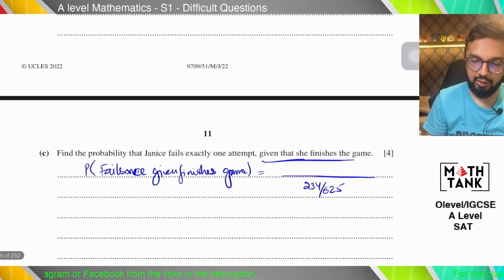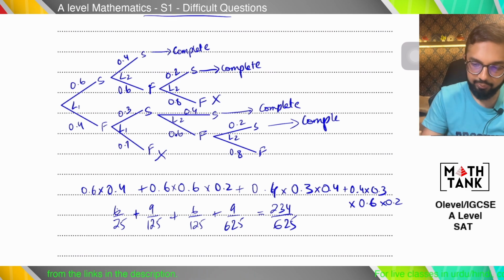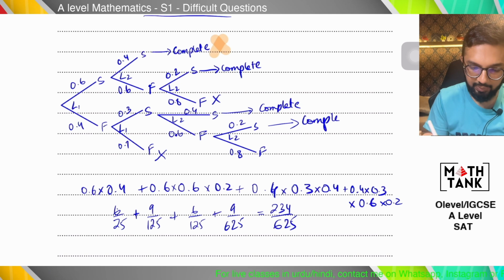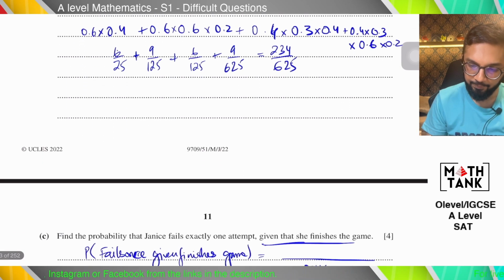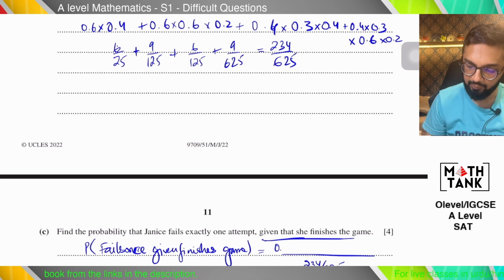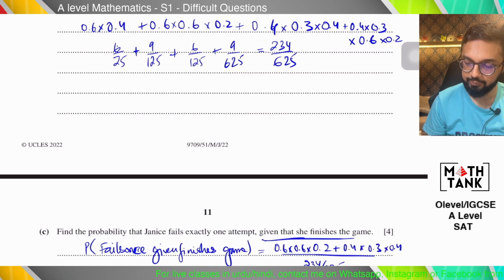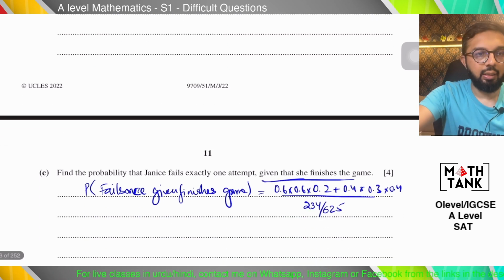Okay, so which of these were fails once? This was not fails once. Okay, this one was fails once. Why? Because I see one F and then I see one F here as well. So the second and third, and then she fails, I think, twice. So it's just the second and third. So 0.6, 0.6, 0.2 plus 0.4, 0.3, 0.4. Okay, I think that should be the correct answer.